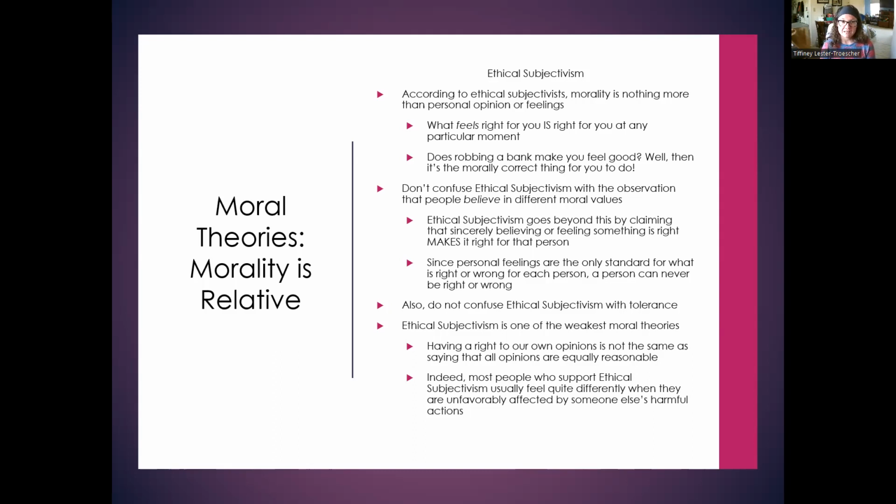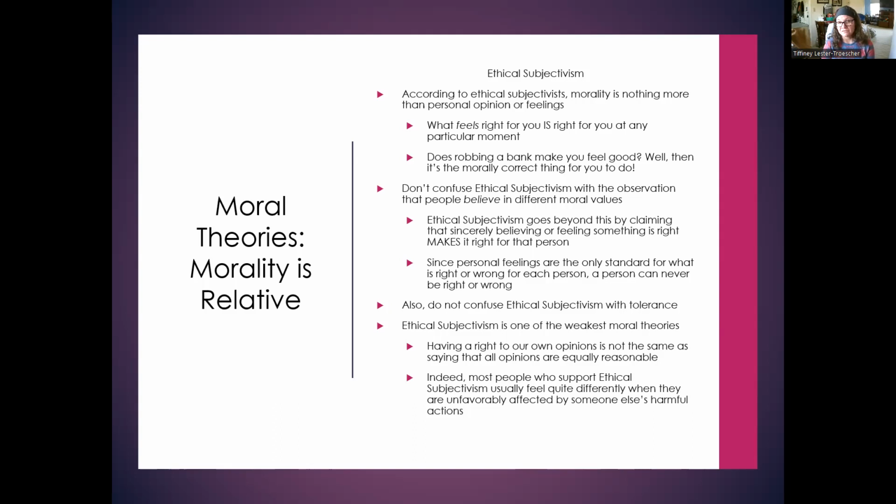Don't confuse ethical subjectivism, though, with the observation that people believe in different moral values. Ethical subjectivism is not saying it's okay, everybody has different moral values. No, ethical subjectivism is going beyond that. They're claiming that sincerely believing or feeling something is right makes it right. A person can never be right or wrong. If it's right for you, it's right. You're not violating any moral codes or whatnot. If robbing that bank makes you feel good, if you feel like it is the right thing for you to do, then that makes it right.